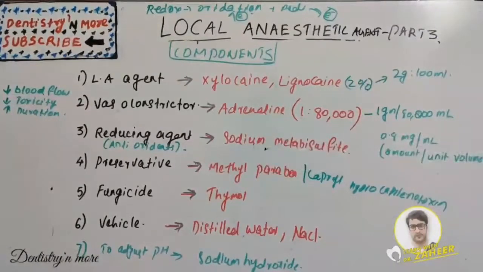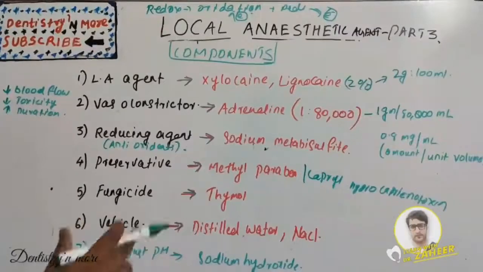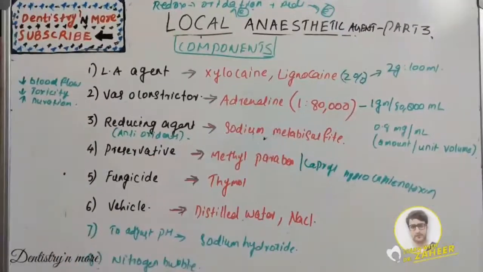And there will also be sodium hydroxide to adjust the pH. And the last component is nitrogen bubbles. There will be nitrogen bubbles within the cartridge to avoid the entrapment of oxygen. If oxygen is there, the problem is with the vasoconstrictor. Oxygen will destroy the vasoconstrictor, that is adrenaline or epinephrine. So to avoid that, there will be nitrogen bubbles present in the cartridge.